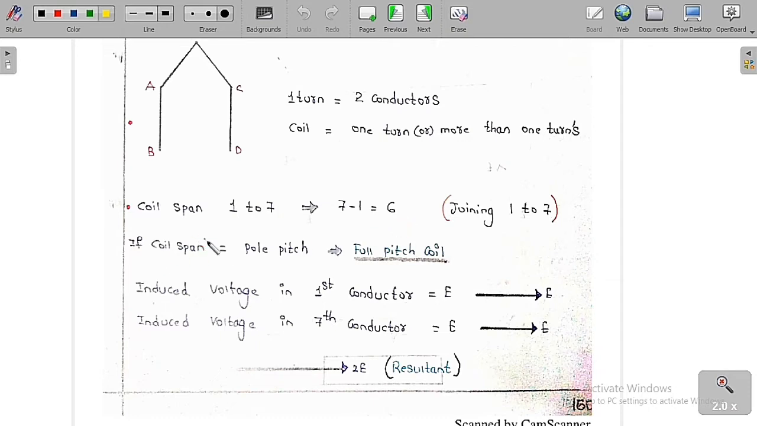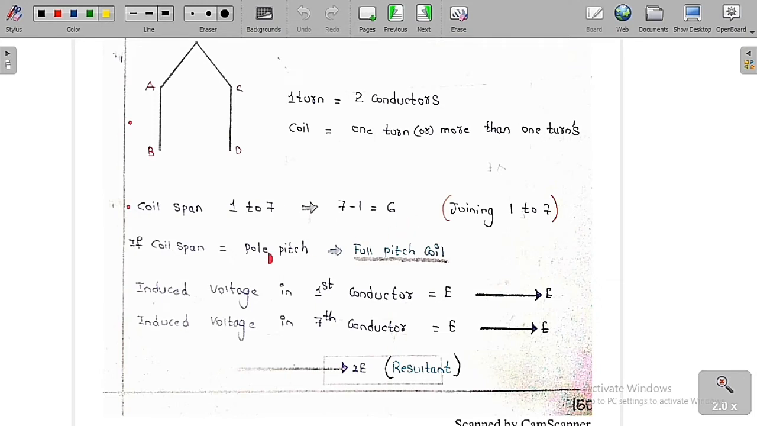So coil span is the distance between the connected conductors. As I connect the conductor in slot 1 to the conductor in slot 7, the distance is 7 minus 1, equal to 6. So this is called the coil span.